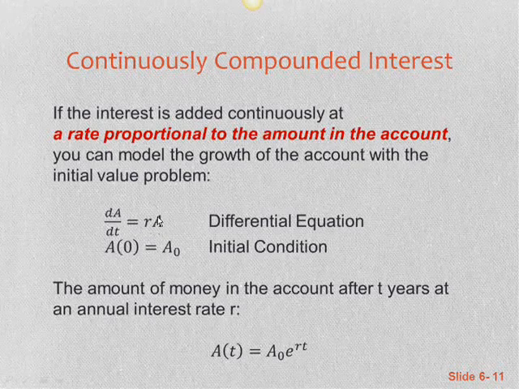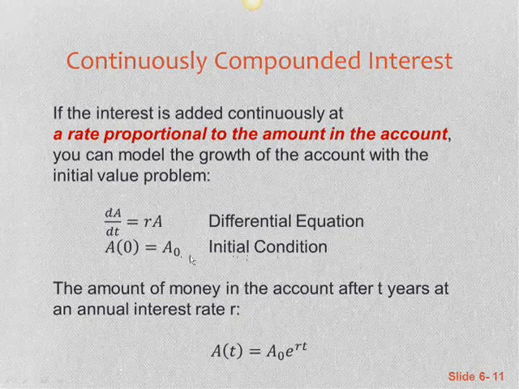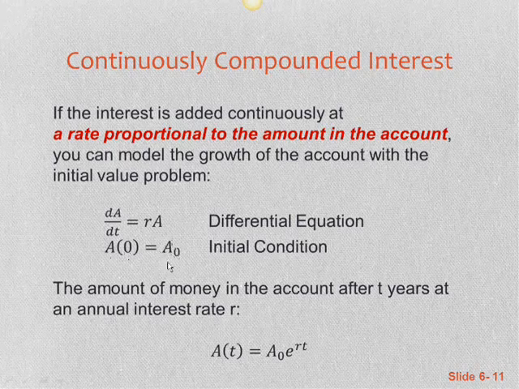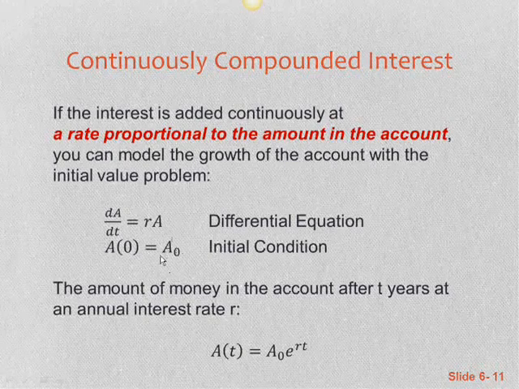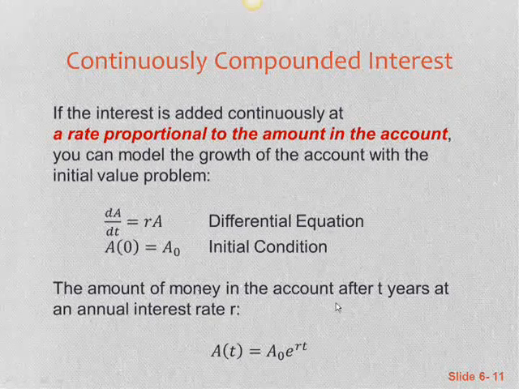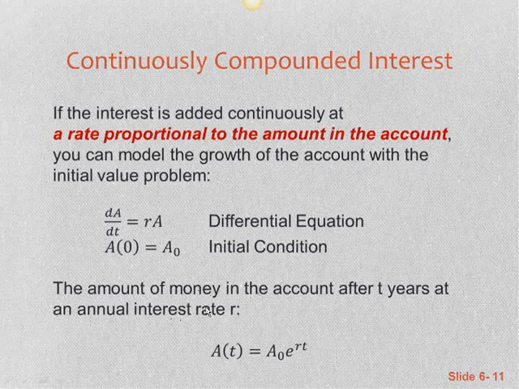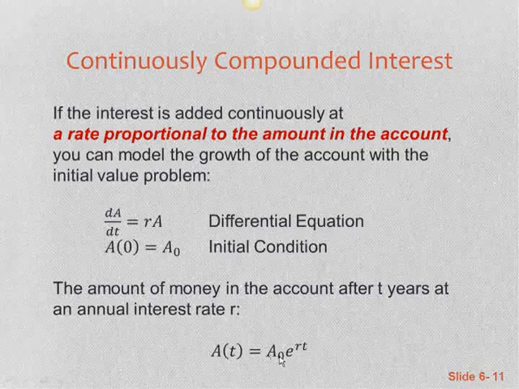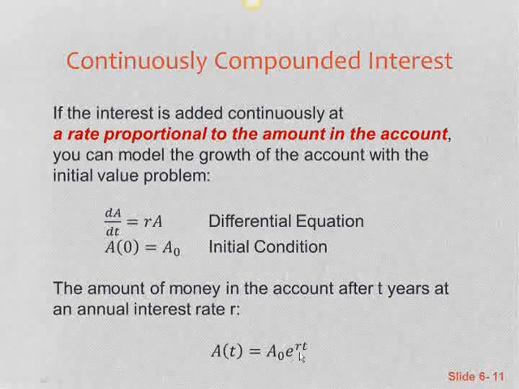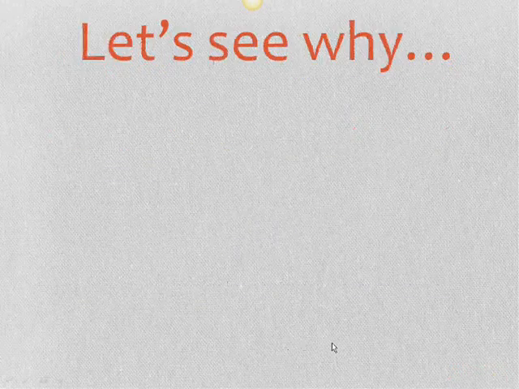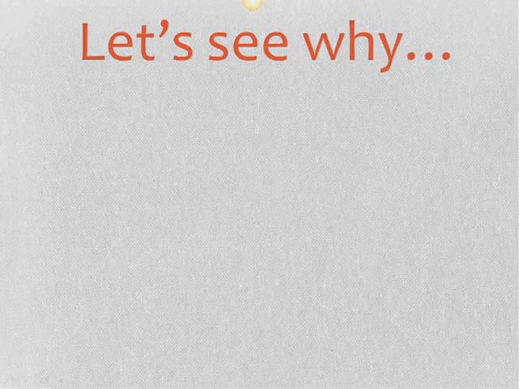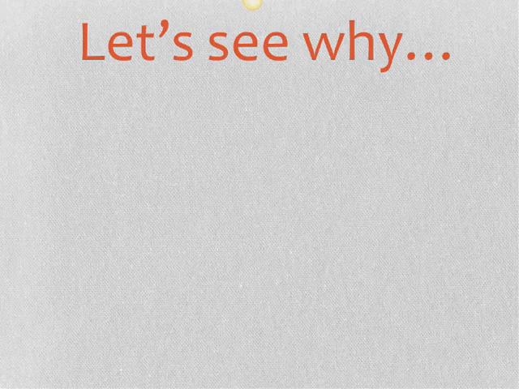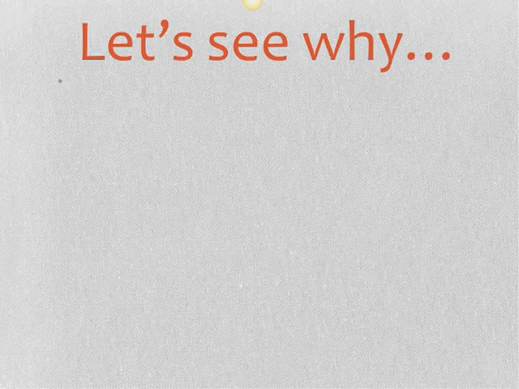My initial condition is A of 0 is the amount in the account at the very, very beginning of time. The amount of money in the account after t years of an annual interest rate r is given by A of t is equal to A sub 0 e to the rt, PERT, right? Let's see why. So we're going to go through and separate out these variables and show you why this is the case.